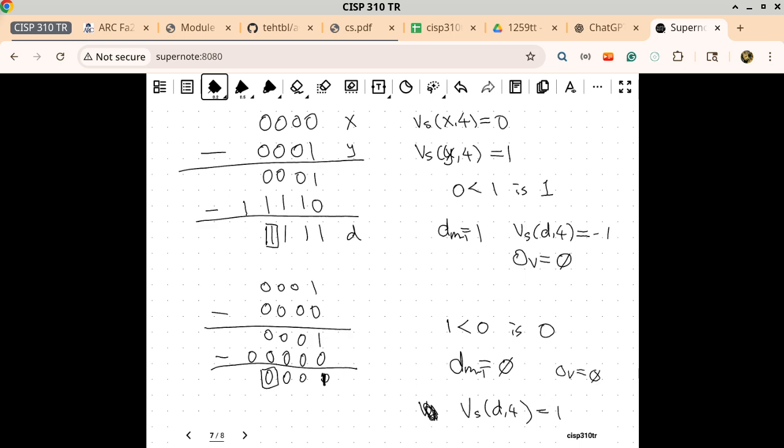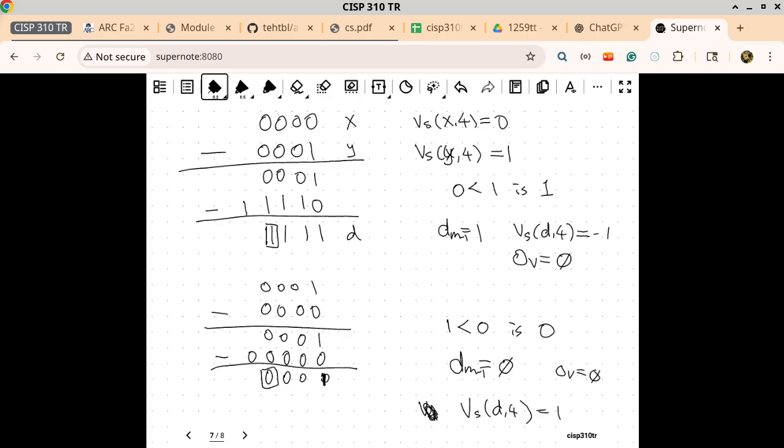So have you noticed a pattern? When the overflow is happening, the sign of the difference is telling you the opposite of what is supposed to be. But if there's no overflow, then we can just rely on the sign flag of the difference. So are we observing that pattern? We are. Okay, very good.